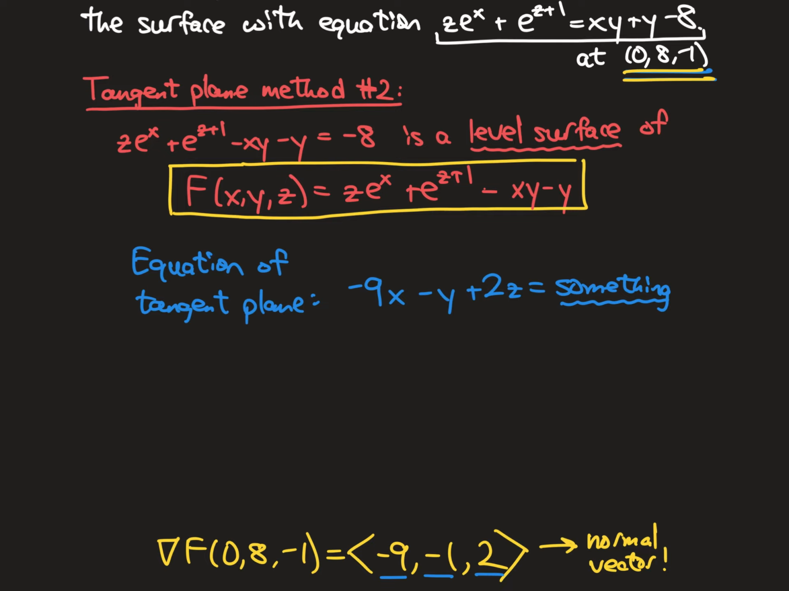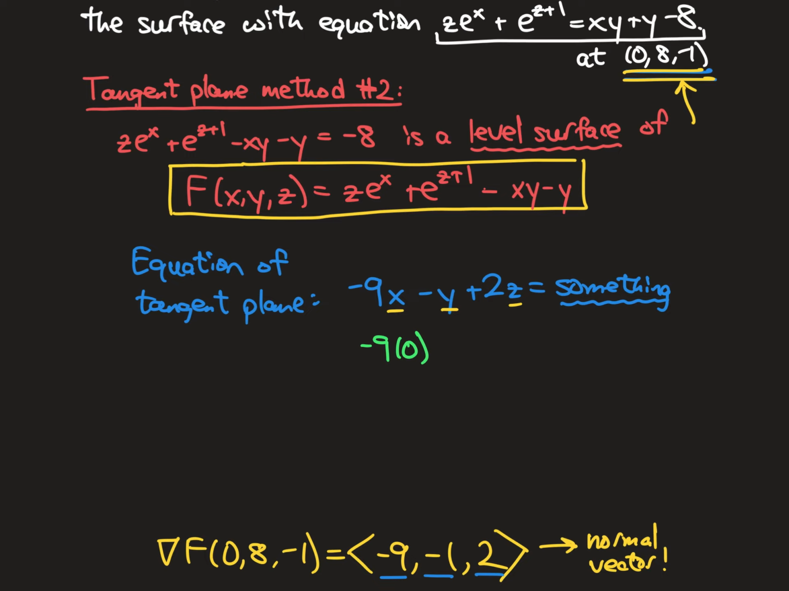How can we figure out what goes on the right-hand side? Well, what do we know about this tangent plane? We know that it passes through the point (0, 8, -1). And what that means is if we plug in 0 for x and 8 for y and -1 for z, then the equation should be balanced. The left-hand side should be equal to the right-hand side. So how can we figure out what goes on the right-hand side? Well, we can just plug in x is equal to 0, y is equal to 8, and z is equal to -1. Let's try it and see what happens.